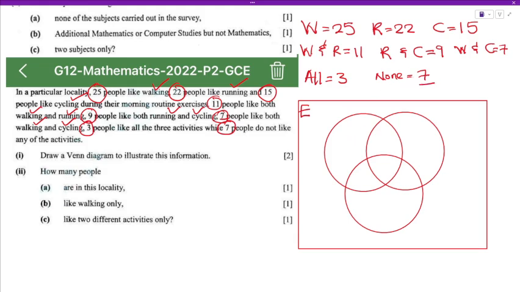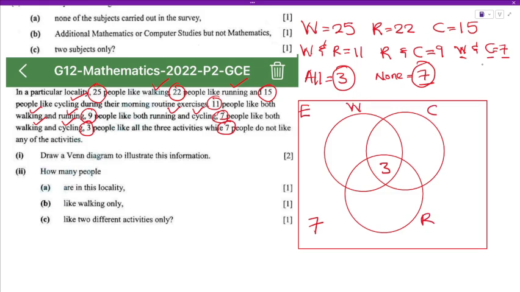So here we can even start with these guys, the ones who didn't like any of these listed. Then 3 at the center there. All right, we're done with these two. Walking and cycling, the total is 7. Let's name the sets: walking, cycling, and running.